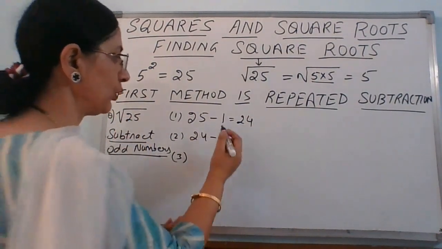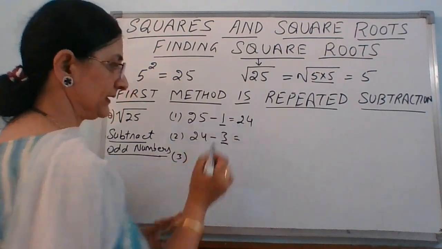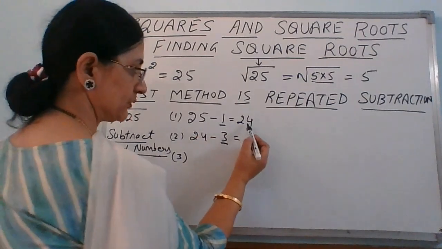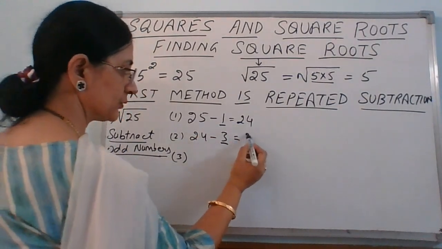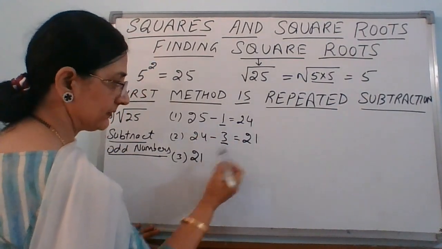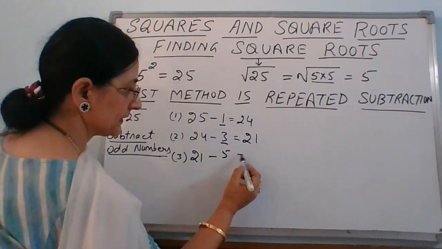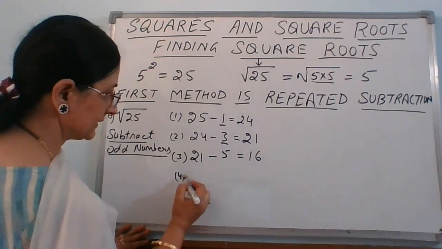Now, let us subtract the odd numbers. These are the odd numbers. Let us see what we get. 25 minus 1 is 24. Now take this 24 minus 3 is 21. Now take this 21, and now it's the turn of 5. So 21 minus 5 is 16. Now the fourth step will be from 16.